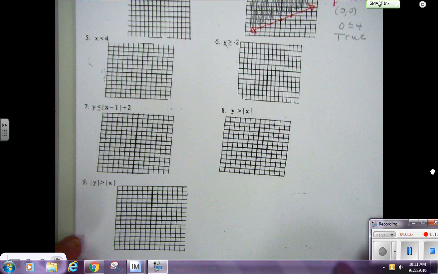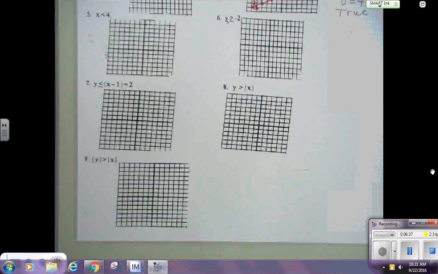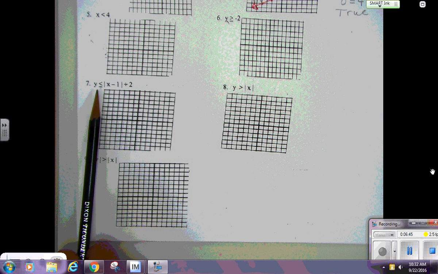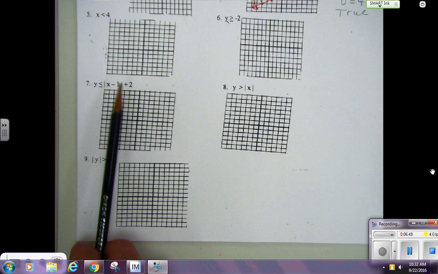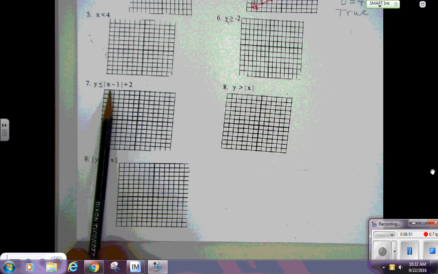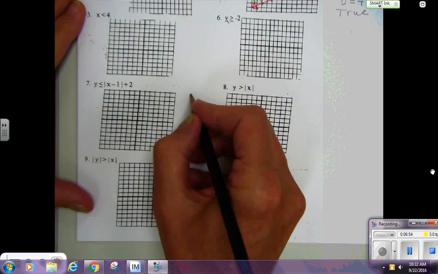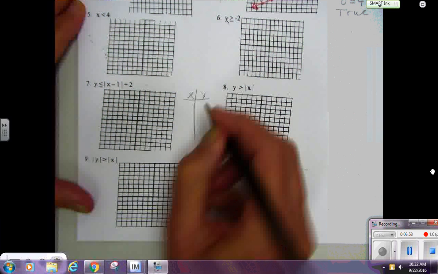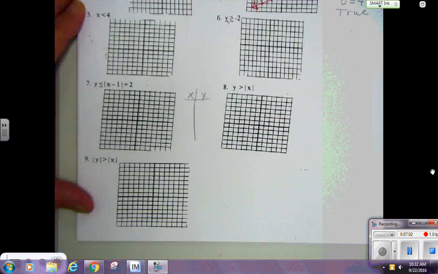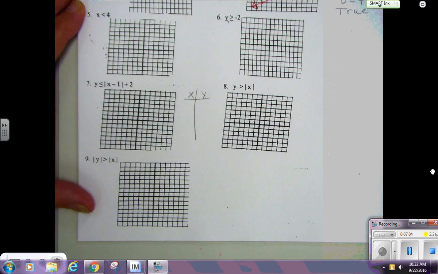Number 7 is absolute value. So what kind of shape are we going to have? A V. Okay, so am I going to use a dotted line or a solid line? Solid. Okay, so since it's absolute value, let's make an XY table, a table of values. The first point for X that you want to use is whatever is going to make the inside of the absolute value equal to 0. So what number should I use for X first?